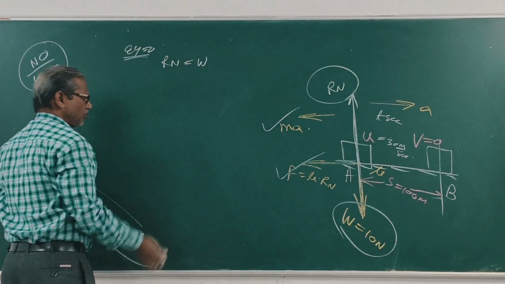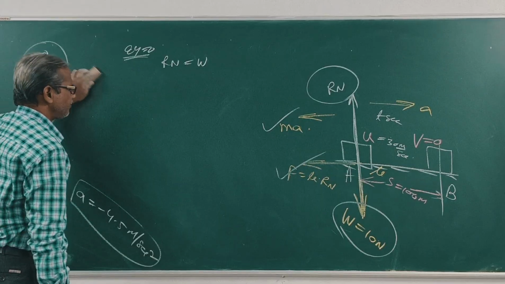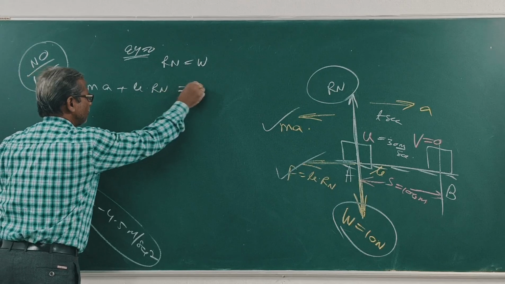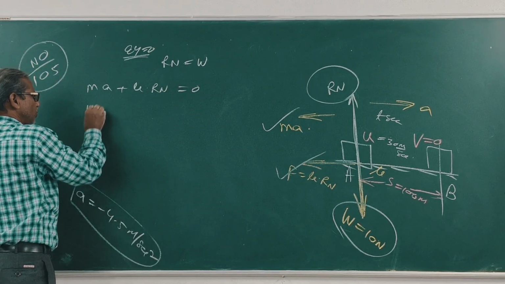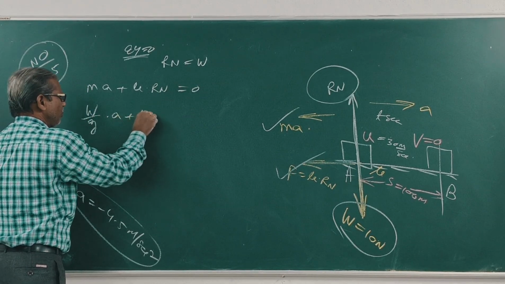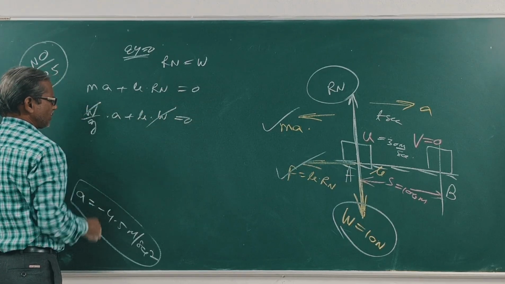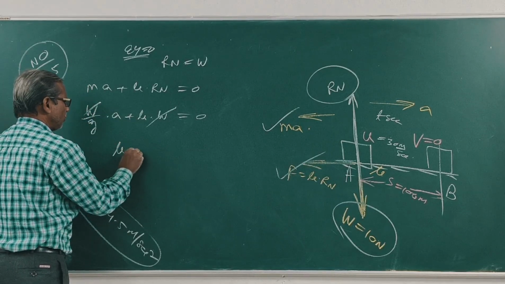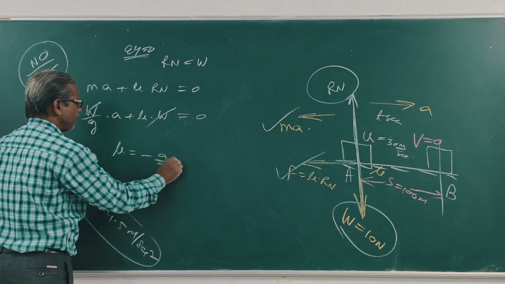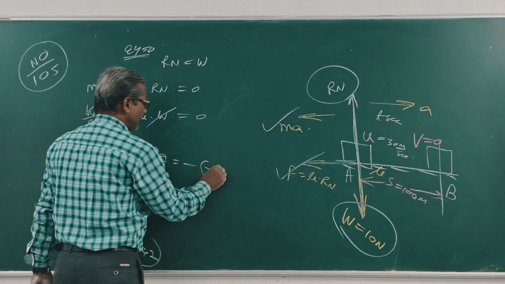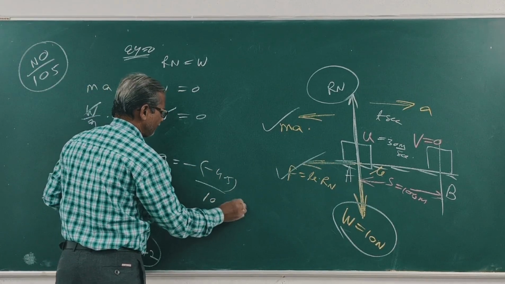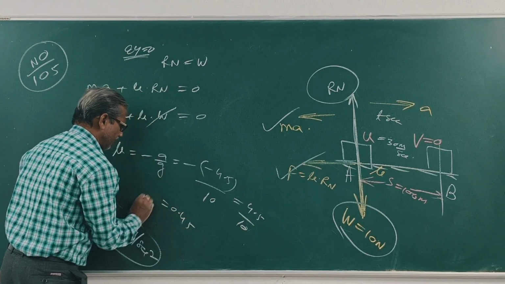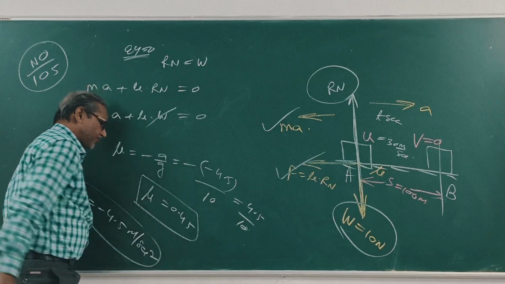Similarly, Ma plus mu Rn is equal to 0. So W by G into A plus mu W is equal to 0. W cancels out. What is mu equal to? Minus A by G, minus of minus 4.5 by 10. So 4.5 by 10, 0.45. Clear? So mu is equal to 0.45. This is mu.